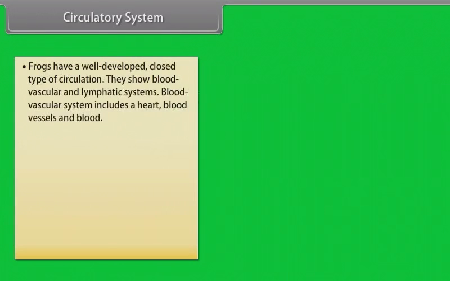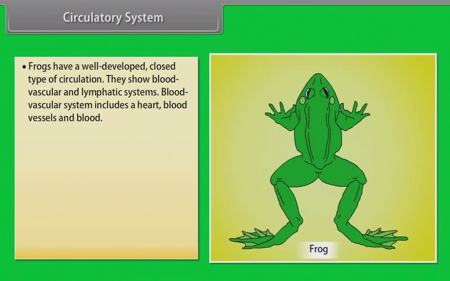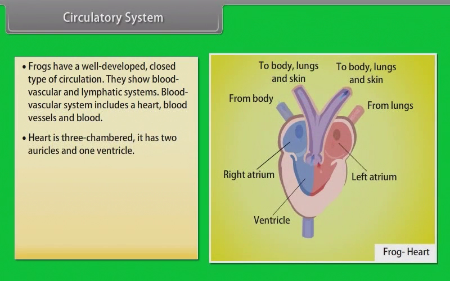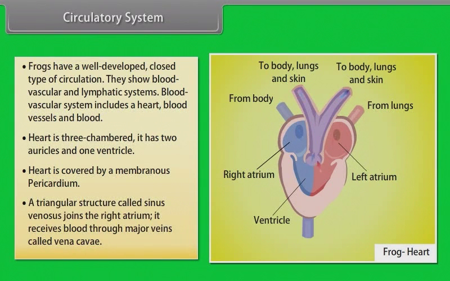Circulatory system. Frogs have a well-developed closed type of circulation. They show blood vascular and lymphatic system. Blood vascular system includes a heart, blood vessels and blood. Heart is 3-chambered. It has 2 auricles and 1 ventricle. Heart is covered by a membranous pericardium. A triangular structure called sinus venosus joins the right atrium. It receives blood through major veins called vena cava.